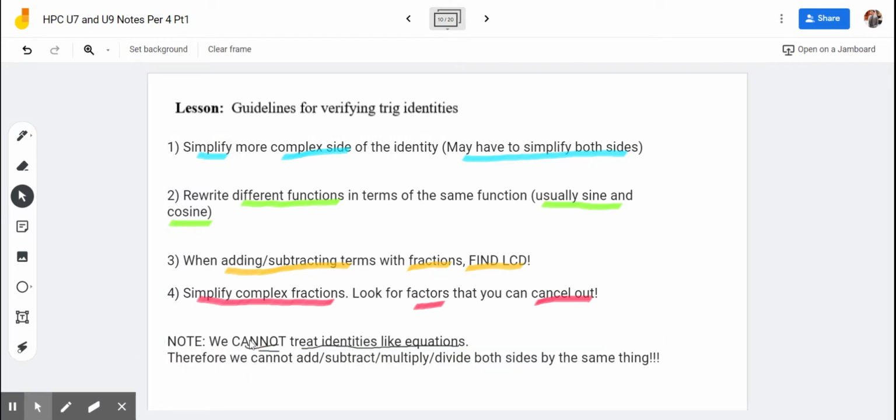So again, it's not an equation. You can't move terms over from one side to the other, and we'll see that in a few examples. There are some tips that I'll give you to help make sure that you don't move terms over.